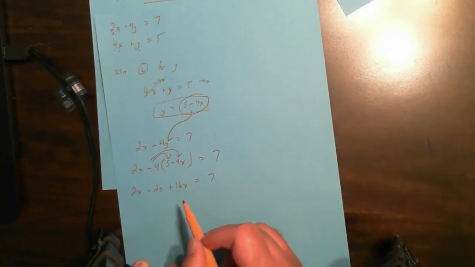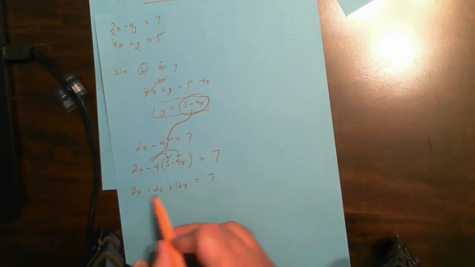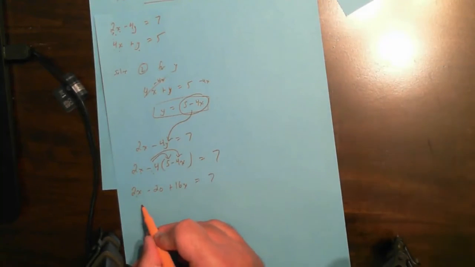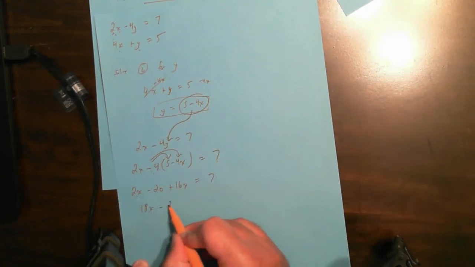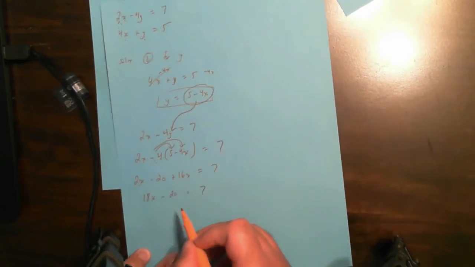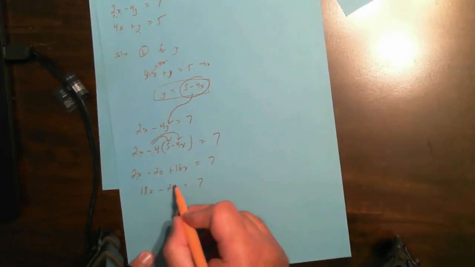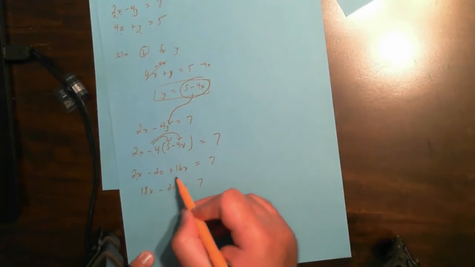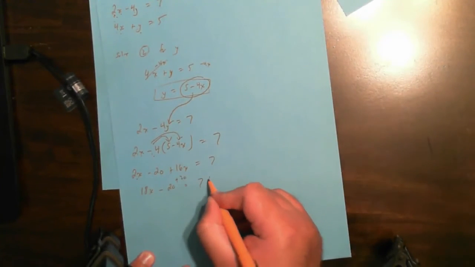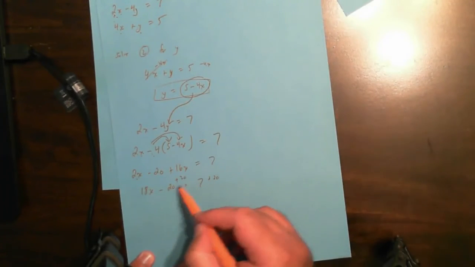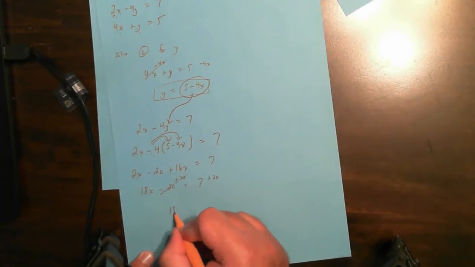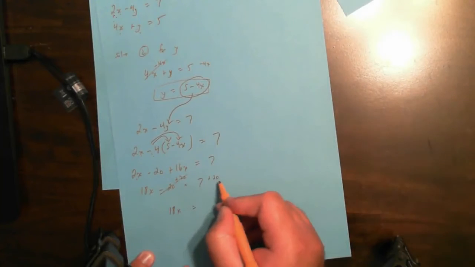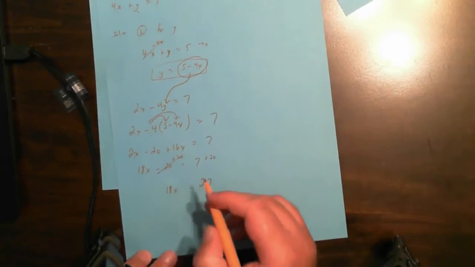So now what I would do is put my like terms together. I can see that I've got 2x plus 16x, so that's 18x minus 20 equals 7. So now I solve for x. I need to get rid of the minus 20 here, the subtract 20. To get rid of subtraction, I would have to add 20 to both sides of the equal sign. That cancels off, leaving me with 18x equals 7 plus 20 is 27.